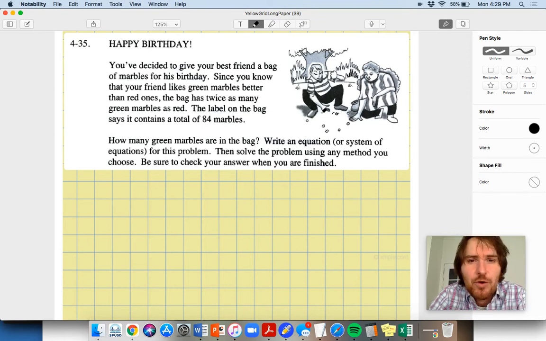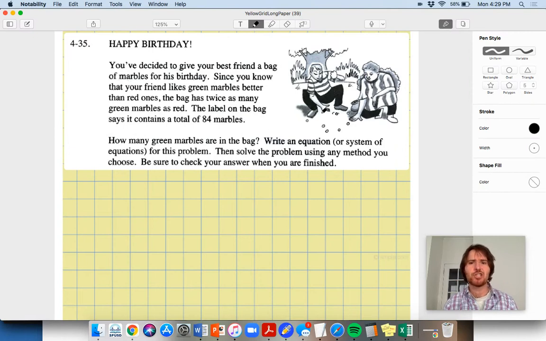You've decided to give your best friend a bag of marbles for his birthday. Oh, that's so nice. That's a good gift here. Since you know that your friend likes green marbles better than red ones, interesting. Is this going to be an inequality one? I don't know. Better than red ones, the bag has twice as many green marbles as red. The label on the bag says it contains a total of 84 marbles. Interesting. How many green marbles are in the bag?